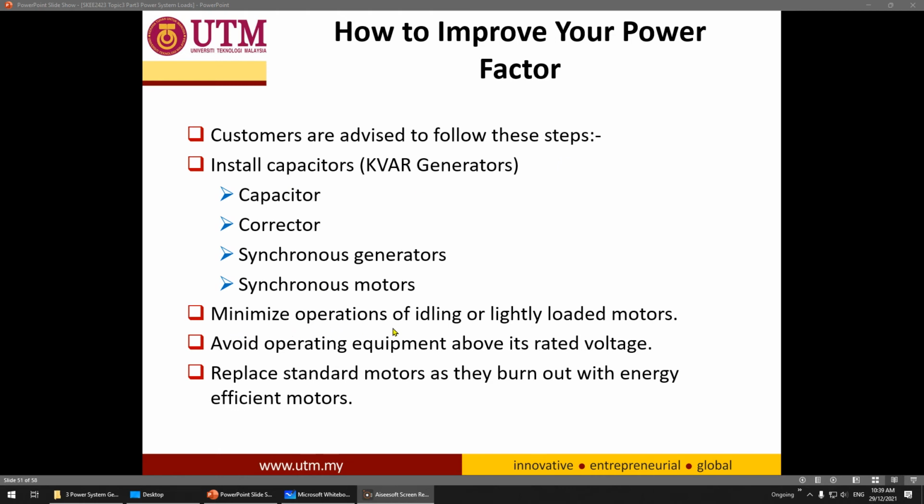Minimize operation of idling or lightly loaded motors, because light motors produce a higher Q. So avoid using lightly loaded motors, and avoid operating equipment above the rated voltage. And replace standard motors that are burned out with energy efficient motors. That is how to improve your power factor. This is the theory you need to know.